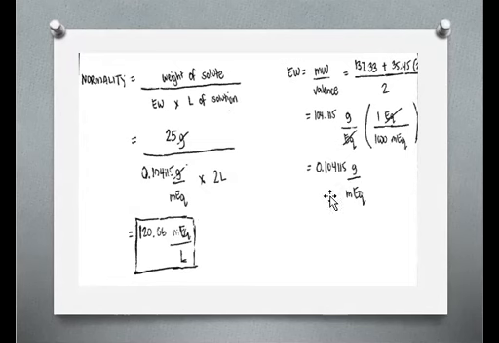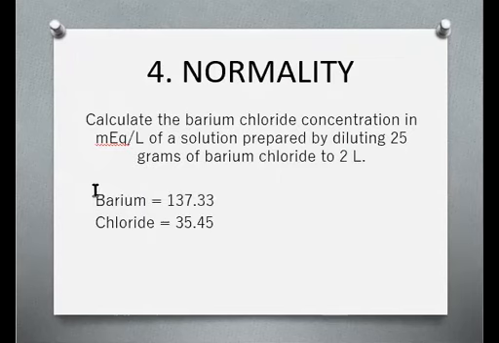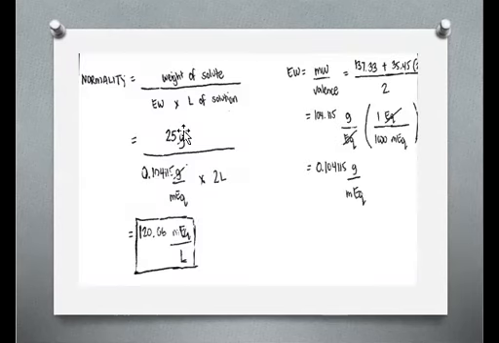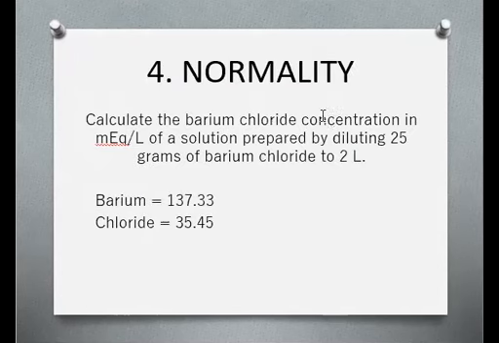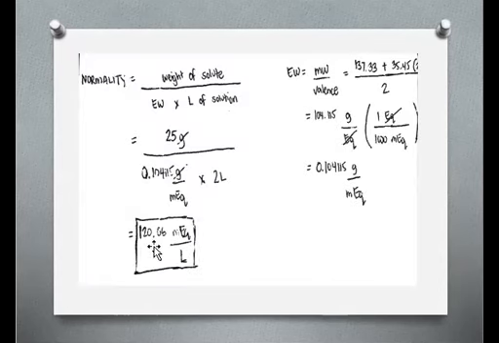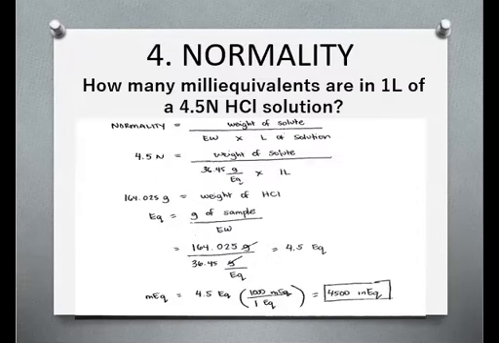So now we have the equivalent weight. You're just going to use now the formula for normality. So given that the weight of solute is 25 grams, you're going to place 25 grams here divided by equivalent weight 0.104115 grams per milliequivalent times 2 liters. Okay, 2 liters, so yun yung given, 2 liters. And the answer now will be 120.06 milliequivalents per liter. And again, don't forget to box the final answer. Okay? And now let's proceed to the last problem.